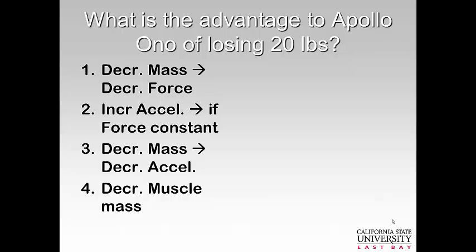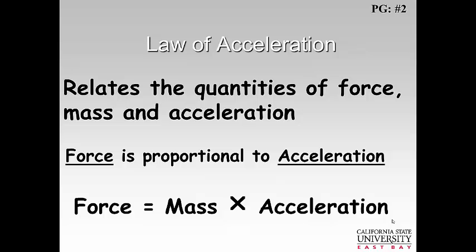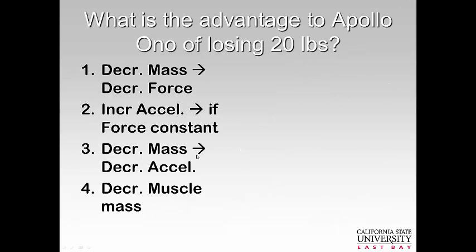So that's if your force is constant. So let's go back. If force is constant and you decrease that mass, you're going to increase acceleration. That looks good. Decrease mass, decrease acceleration. Hopefully not, although there is a way that this could occur. And decrease muscle mass. Again, 3 and 4 kind of link in together. So by decreasing his mass and maintaining a constant force, which is the key, he could increase his acceleration and then increase his velocity and go faster.